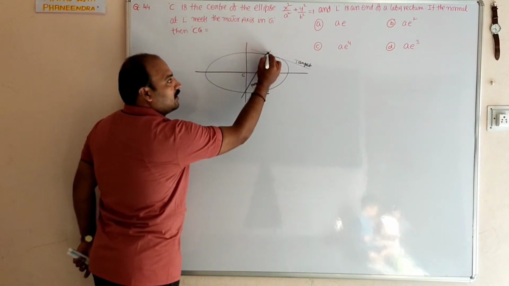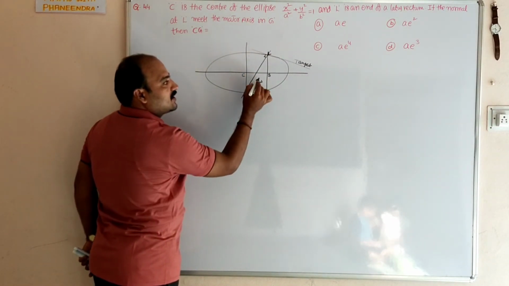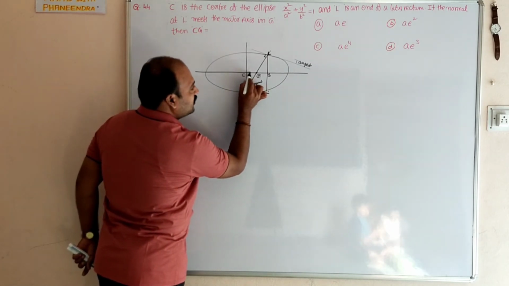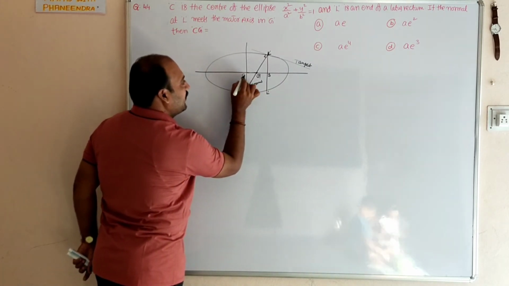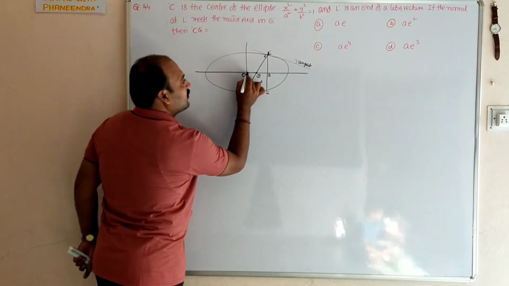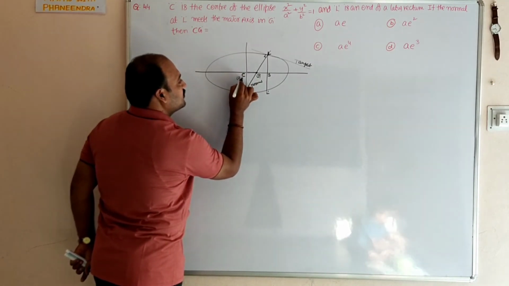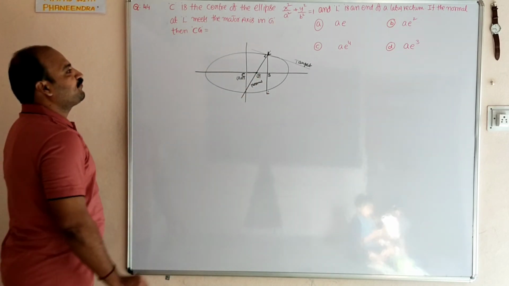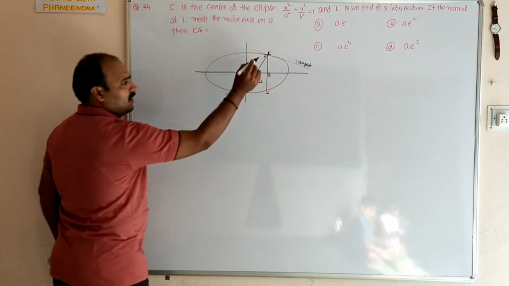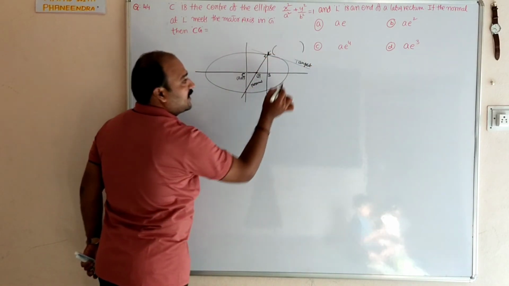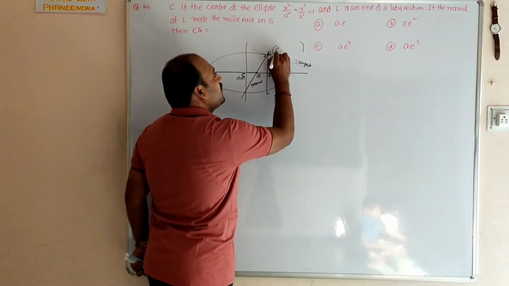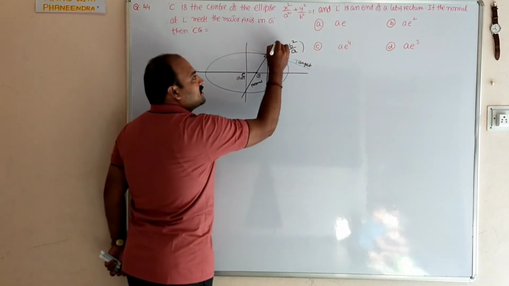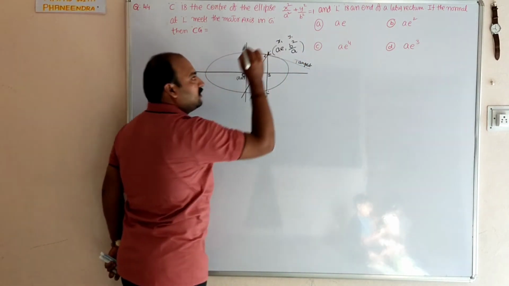Normal at L, which cuts the major axis at the point G. Then they are asking to calculate the CG distance. C means the center of the ellipse, which is 0, 0. G we are going to calculate now. First of all, the coordinates of the end of the latus rectum are ae, b square by a. So this is x1, this is y1.